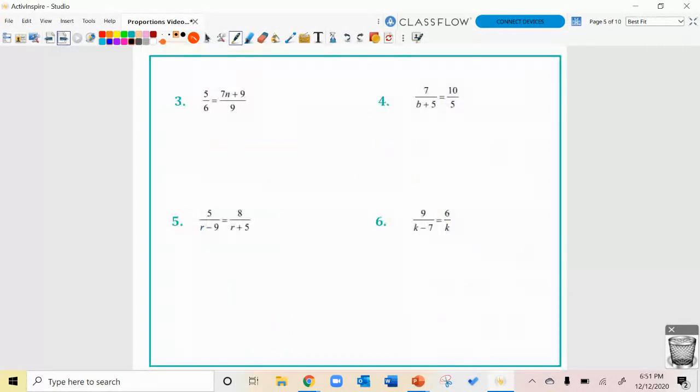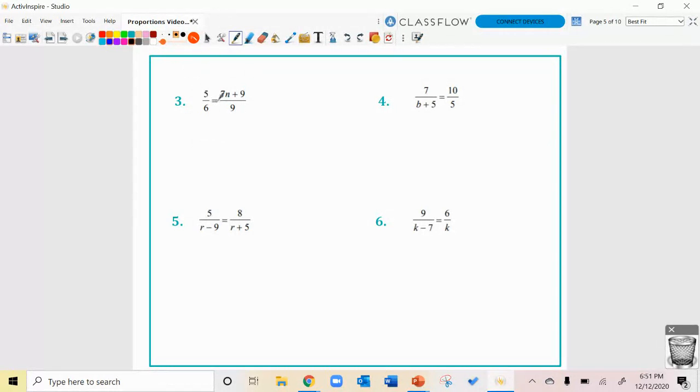Let's amp it up a little. Let's try these out. What I would really love for you to do with 3, 4, 5, and 6 is, if you're ready to give it a try, amazing. If you want to watch me do 2 of them and then try 2 on your own, or 1 of them and then try the rest on your own, that's great.